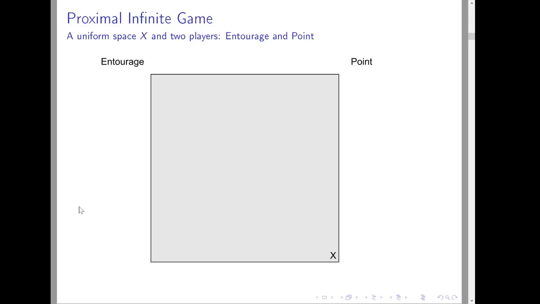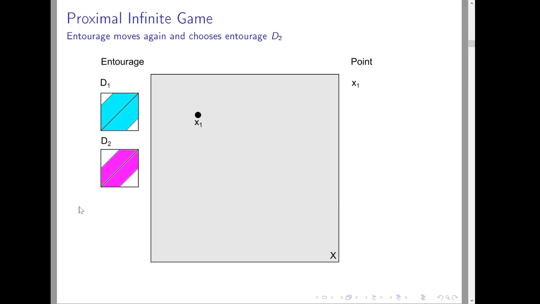And here's how you play. Here's my space X, it's a gray square, and there are two players, Entourage and Point. Entourage is going to choose entourages, and Point is going to choose points. Okay, there we go. So let's say Entourage moves first and chooses some entourage D1. Again, that's supposed to be a picture of something in the square X cross X, but I was a little lazy with the labels on that. And then it's Point's turn, and he'll just choose any old point in the space. So let's say he chooses x1 and it happens to be there.